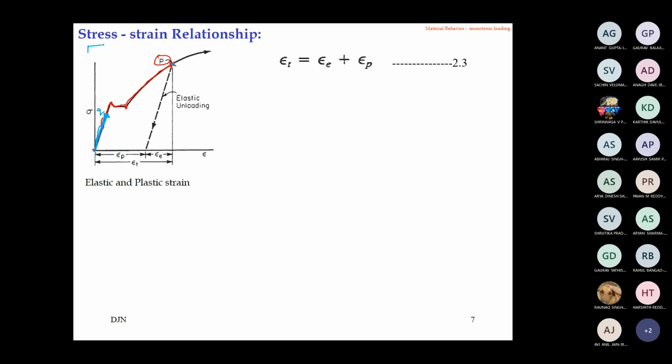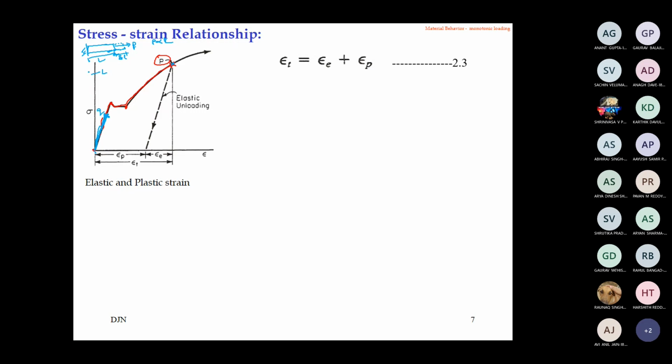So for example, when you pull a specimen of length L with some load P, assuming there is a linear proportionality, P is proportional to the length, the total deformation you might find is some delta L. If you release this load P, then the same delta L is not retained. If it is plastically deformed, the same delta L is not retained; some recoiling is there in the material. That is because of the elastic part.